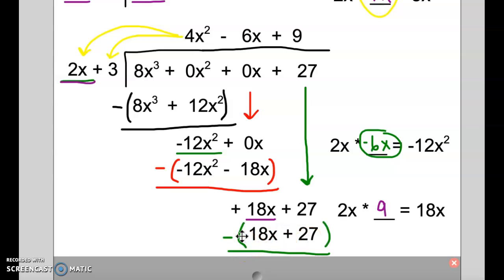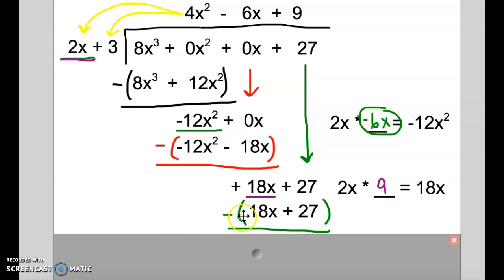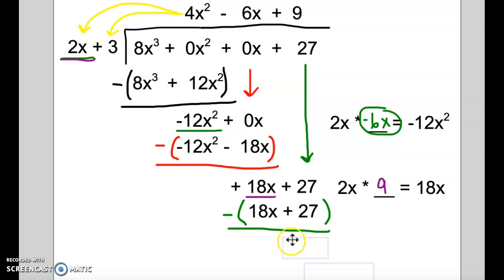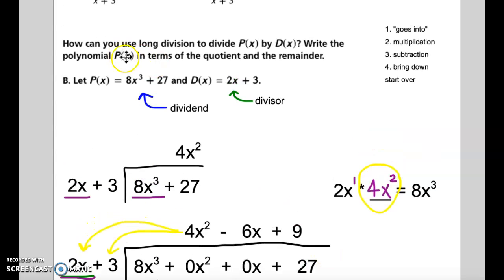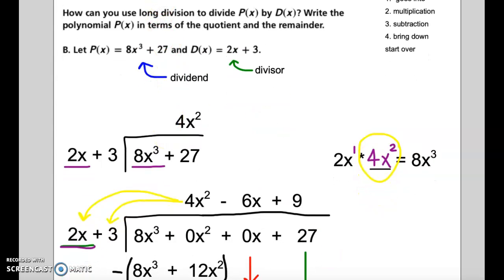And then after we multiply, we do parentheses and subtract. 18x minus 18x gives me 0. And then 27 minus 27 gives me 0. There's my remainder. So that one's a little bit more obvious, right? 0, I can't do anything. There's my remainder.